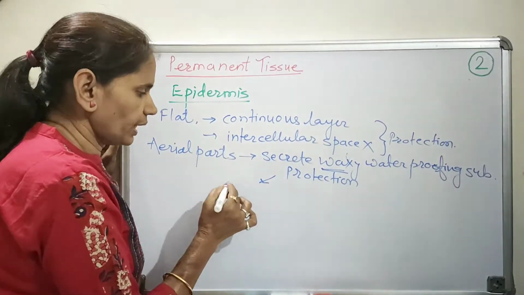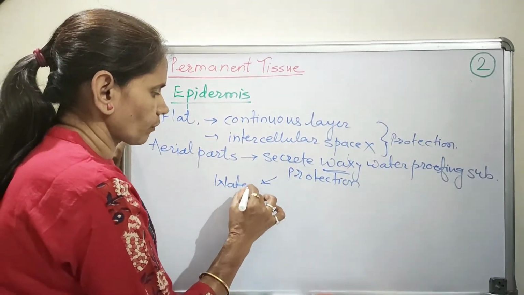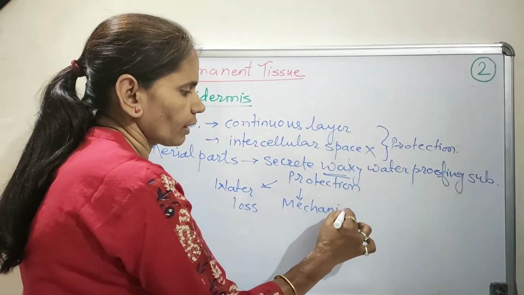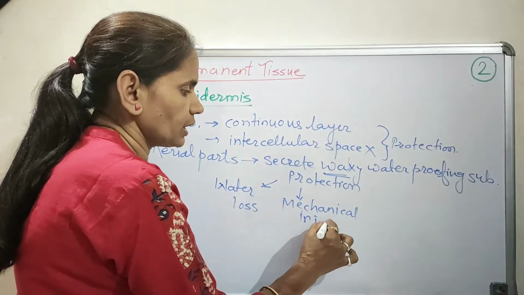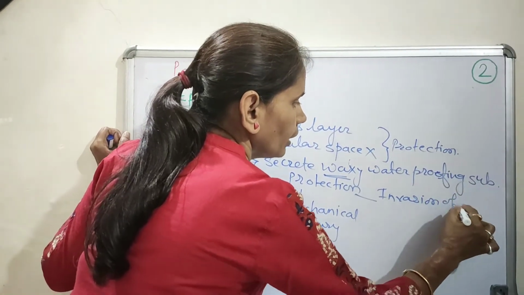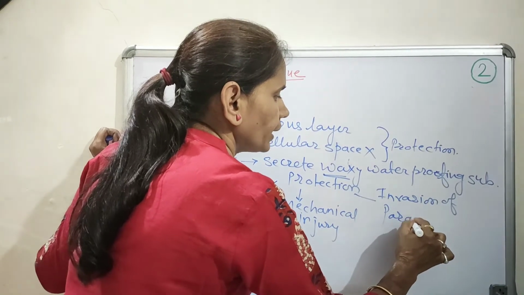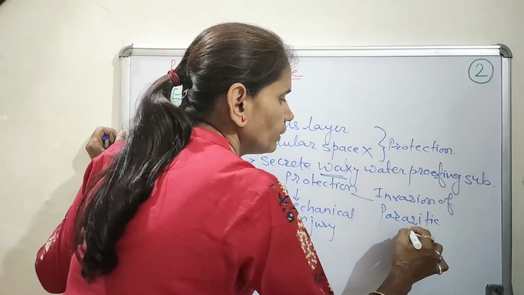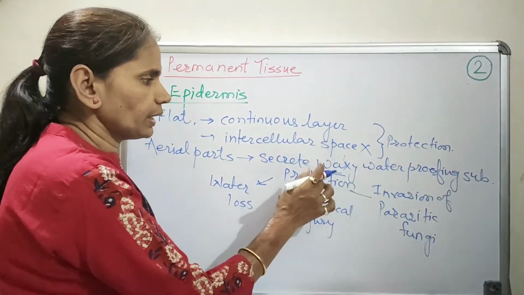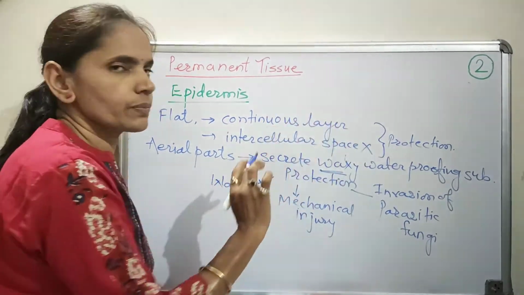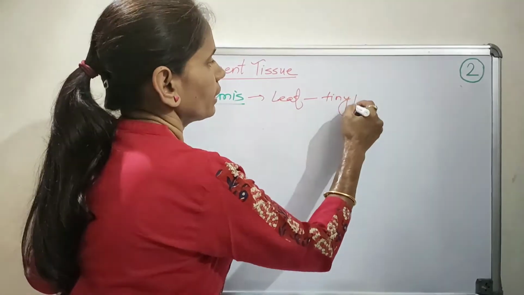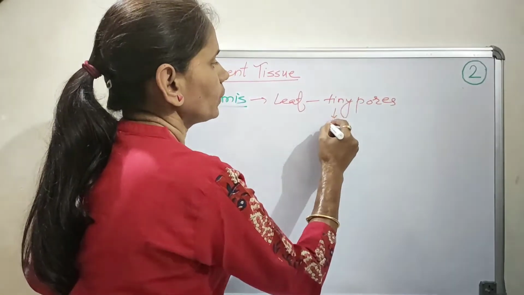This secretion provides protection against three main types. First one, that is the most important, is water loss. Second one is mechanical injury. And third, most important, is that it prevents the invasion of pathogenic or parasitic fungi. Otherwise, the fungi that can infect through the plant aerial parts are prevented by this waxy or waterproofing substance. In the epidermis of leaf, there are tiny pores. These tiny pores, as you know, are called stomata.